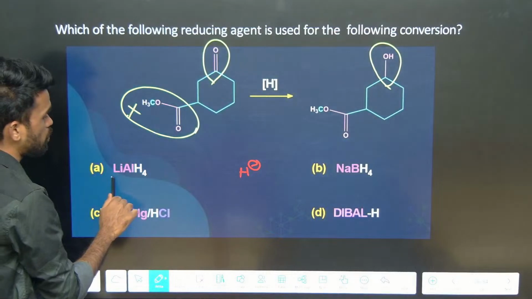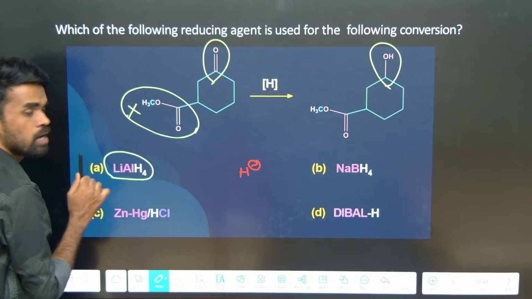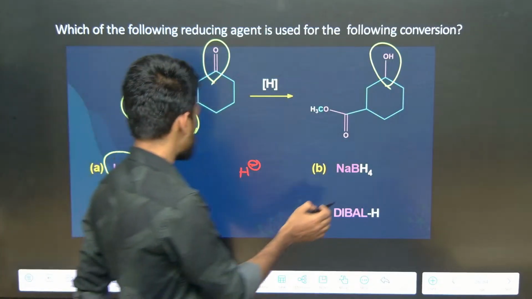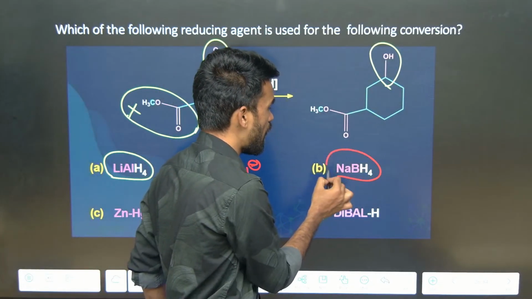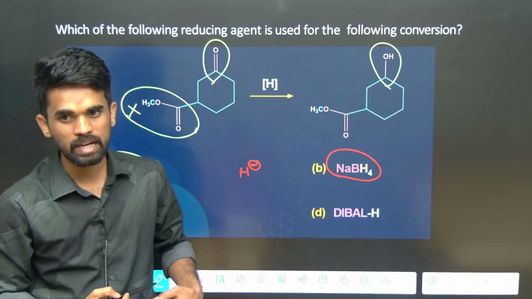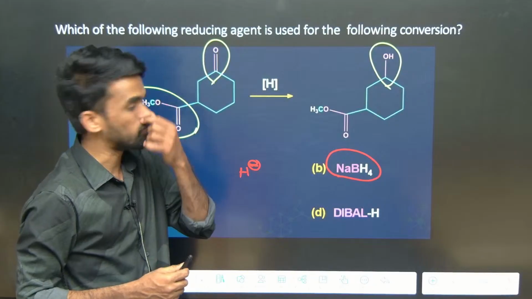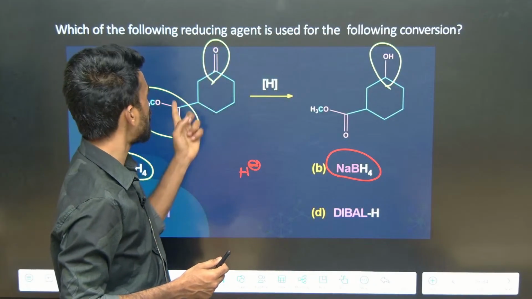What is the name of this compound? Lithium aluminum hydride. Hydride means H minus is provided. This is also sodium borohydride. Like I am saying, hydride. So what will they provide? Hydride ion they will provide. That will be attacking at these carbonyl groups.